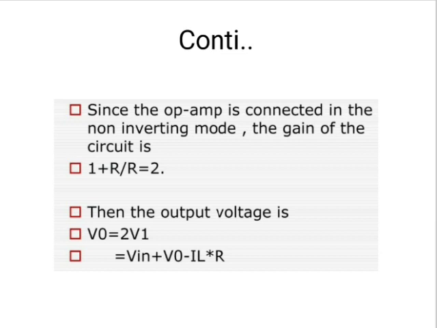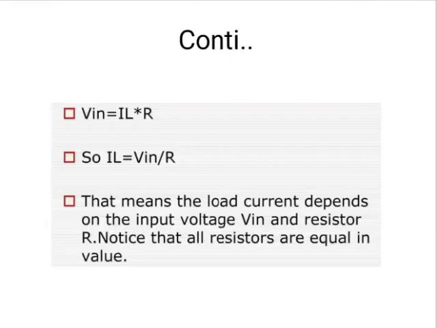For a non-inverting amplifier, gain can be written as A is equal to 1 plus RF by R1. RF is the feedback resistor, but here RF is equal to R1. So we can write A is equal to 1 plus R by R, that is equal to 2. Here Vin is equal to IL into R, so IL is equal to Vin by R. This equation shows that the load current depends on the input voltage Vin and resistor R. Here note that all resistors are equal in value.